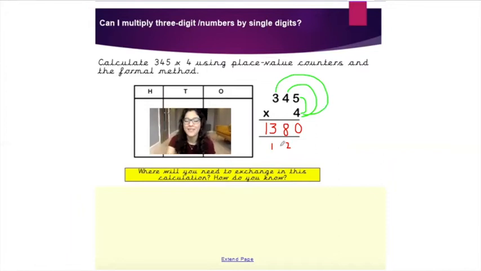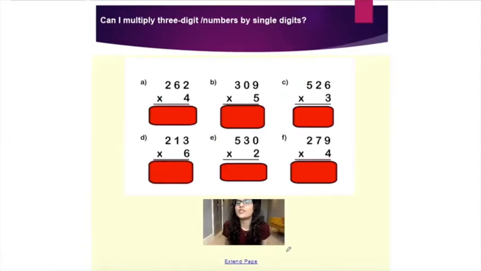12, and then you add the 1 that you have been keeping nice and safe here. So 12 plus 1 would be 13. So all in all, your answer should be 1,380. Here are some more multiplication questions for you.